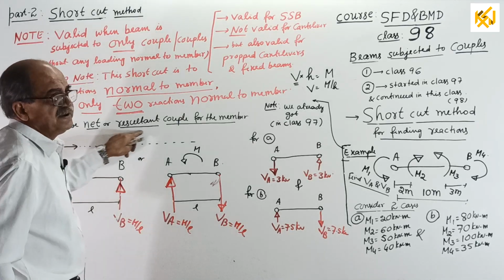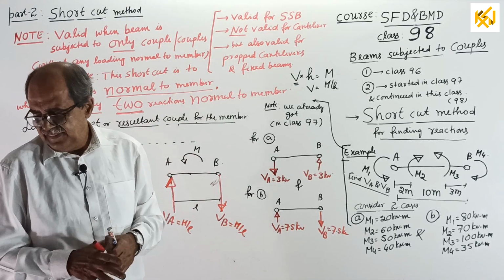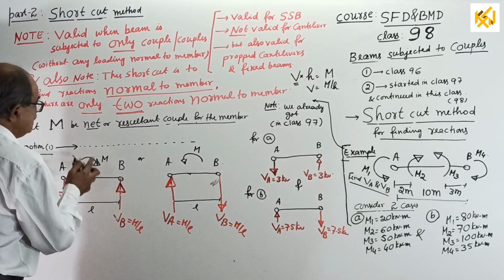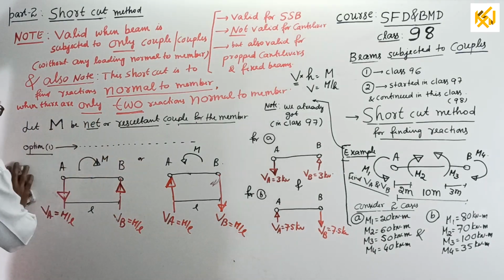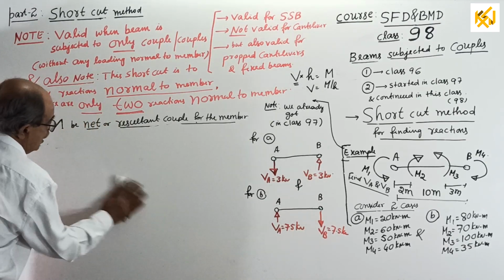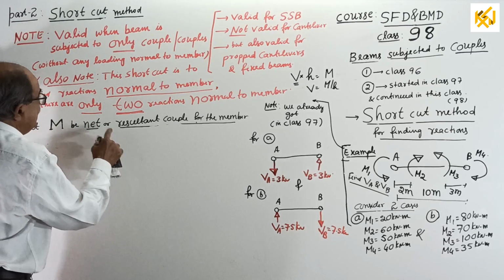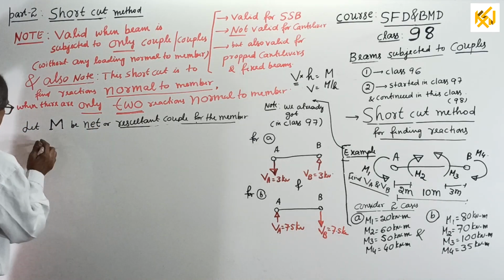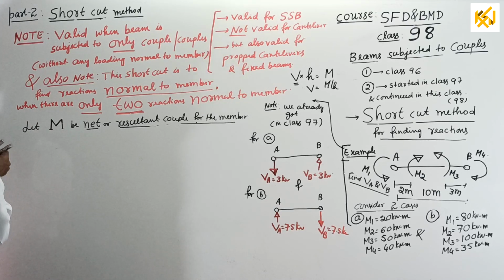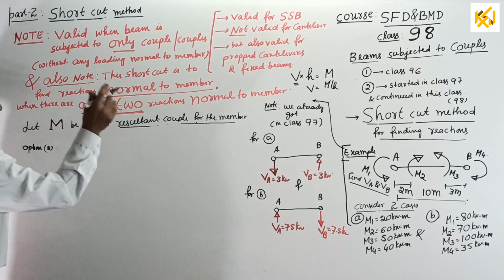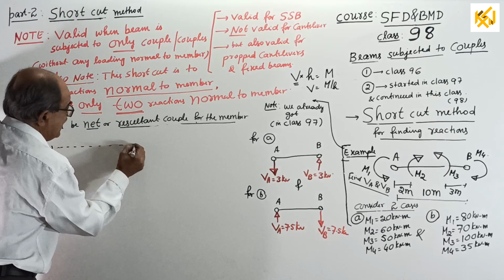This is your option 1, what I wrote, write everything here. Now, I will go to option 2. Option 2 is much easier. I'll remove this one now and go to option 2. Same thing. Let M be the net or resultant couple for the member.